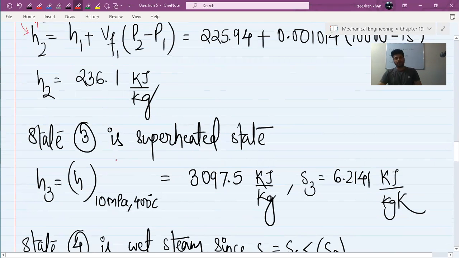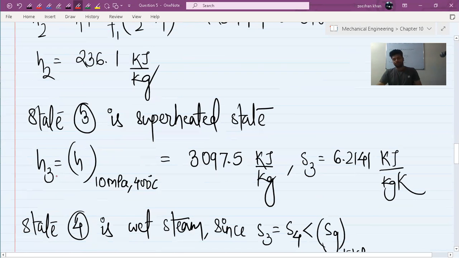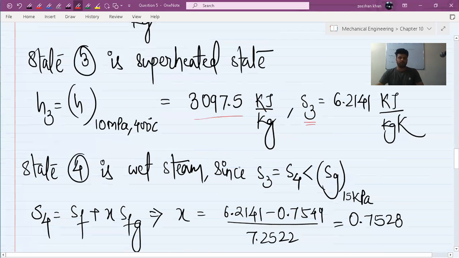State 3 is a superheated state, and that's when the superheated steam enters the turbine. So h3 is going to be the enthalpy at 10 megapascals and 400 degrees centigrade, which comes out to be 3097.5, which can be observed from the superheated steam table. And entropy comes out to be 6.2141.